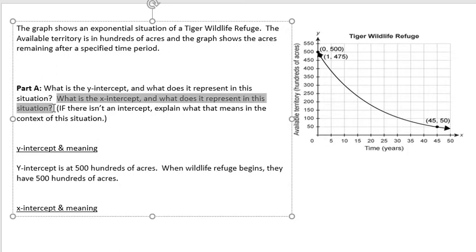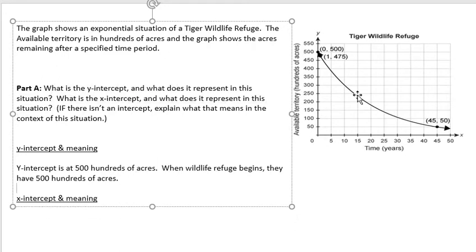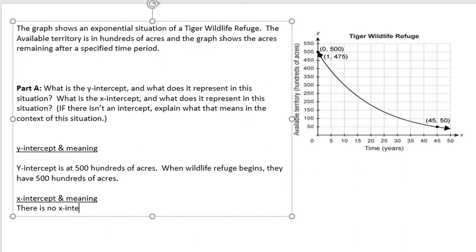Now here it asks, what is the x-intercept and what does it represent in this situation? If we look at the graph, I look here at my exponential, we've got exponential decay. Notice how it's going to continue on and it's going to be hugging that x-axis. Remember we have that asymptote that blocks the function from crossing the bottom of that exponential function. So my x-intercept, there is none. So there is no x-intercept.